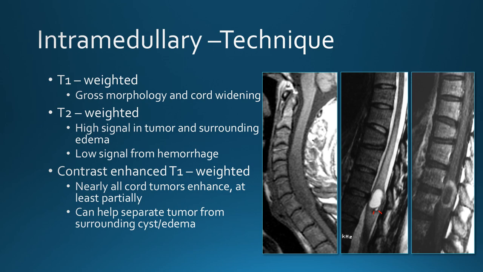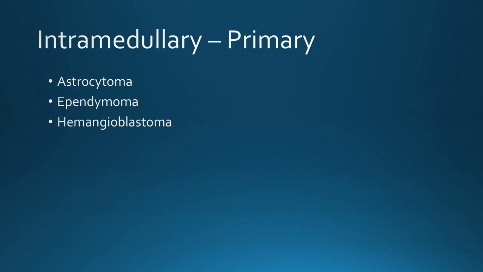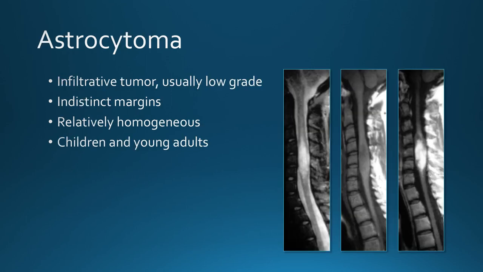Essentially, all of the spinal cord tumors will enhance, at least to some degree. Unlike the brain tumors, where the low-grade tumors generally do not enhance with contrast, in the spinal cord, virtually all of the tumors will enhance. Contrast is very helpful to distinguish the tumor from the surrounding edema or cyst. The primary intramedullary tumors, the three big ones here: astrocytoma, ependymoma, and hemangioblastoma.